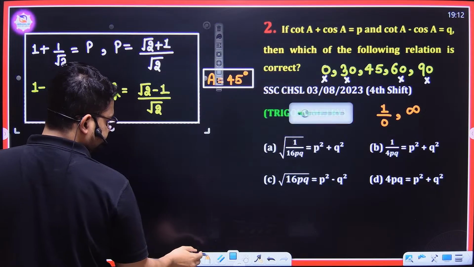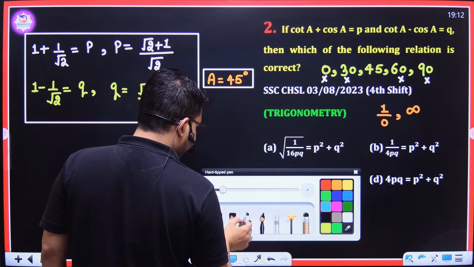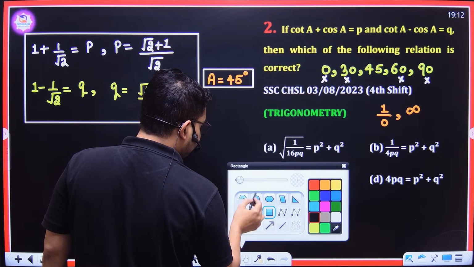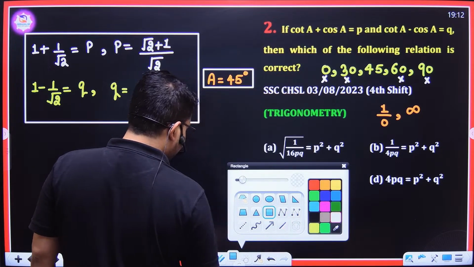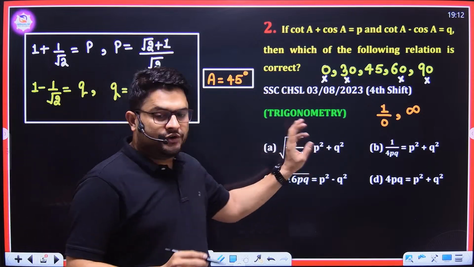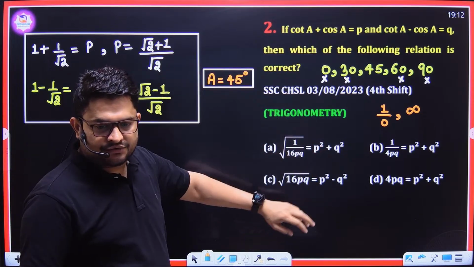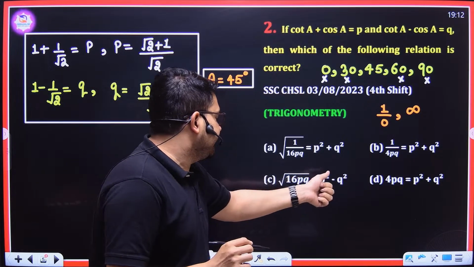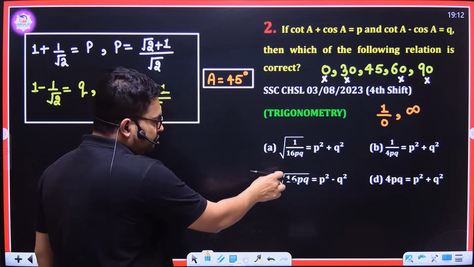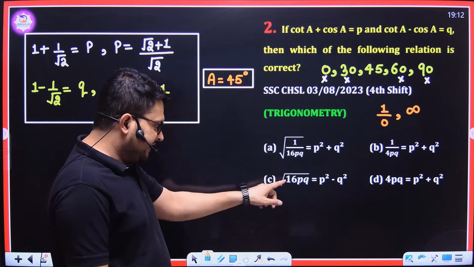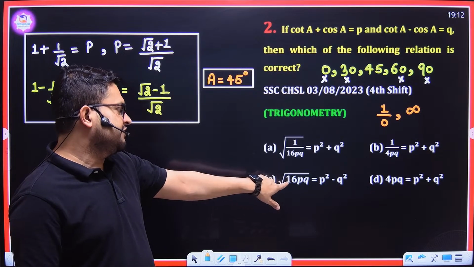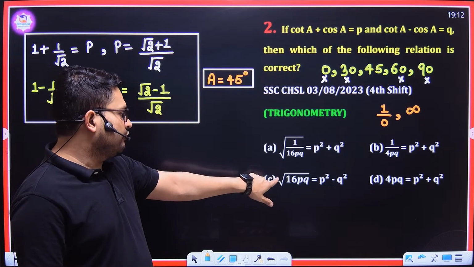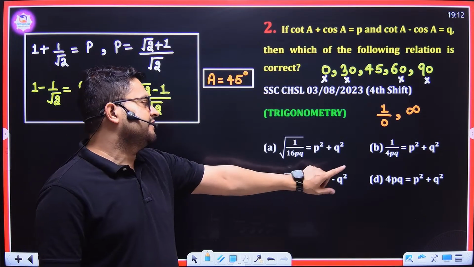See, just look into the options. In options, what do we have? We have P and Q. We have P square and Q square. We have P square minus Q square. We have under the root of 16 PQ. It can be written as, because root 16 is 4, 4 root PQ equal to P square minus Q square.